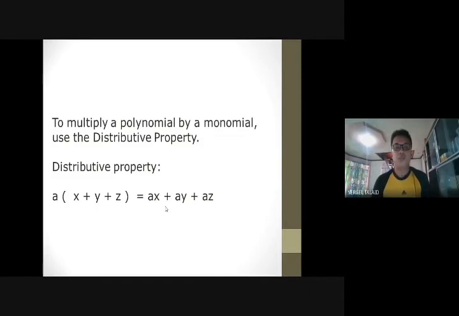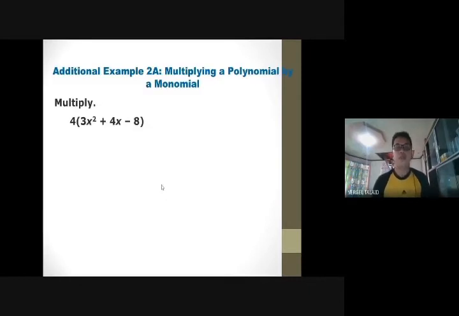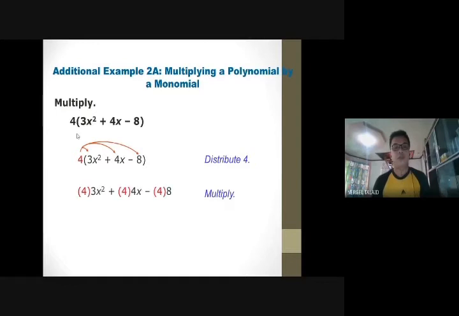When you see the word distribute. So for example, we have here 4 times 3x squared plus 4x minus 8. So we are going to distribute 4 to each term. First, we multiply 4 by 3x squared, then 4 by 4x, then 4 by 8. You have to be very careful of the sign here, the minus. We have minus 4 times 8, since we have a minus sign, minus 8.